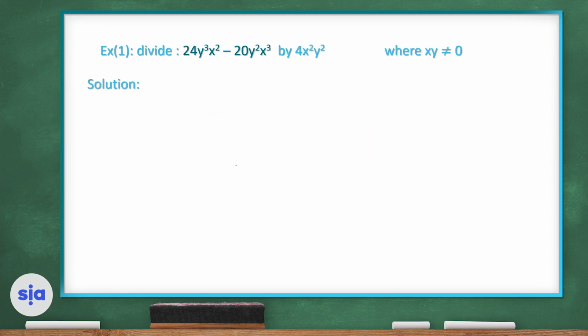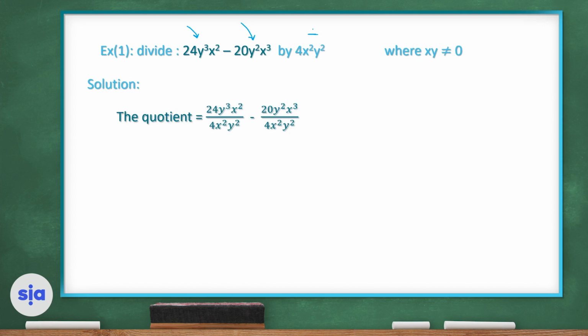Exercise number 1. Divide 24y power 3 x squared minus 20y squared x power 3 by 4x squared y squared, where xy is not equal to 0. How can we do this? Every and each term in the algebraic expression will be divided by the monomial.